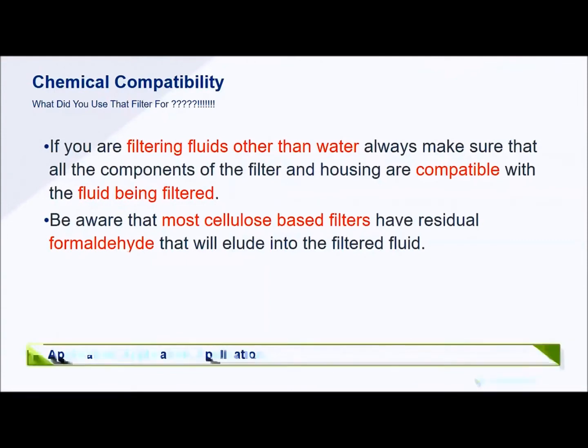Be aware that most cellulose-based filters have residual formaldehyde that will elute into the filtered fluid. So if you're going to use a cellulose product, use it in front of an activated carbon product for filtration when it comes to sediment. But if you have a paper product, realize you may have some break-in period to get rid of this chemical off the paper. It's a byproduct of paper manufacturing.